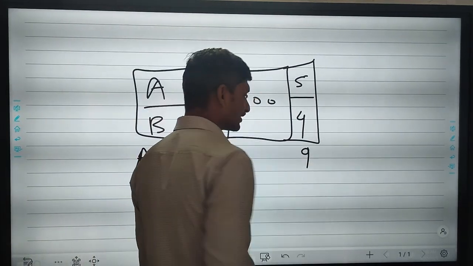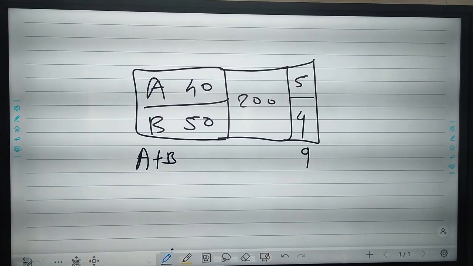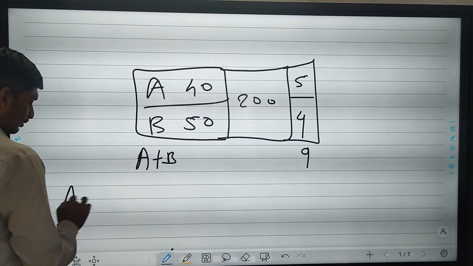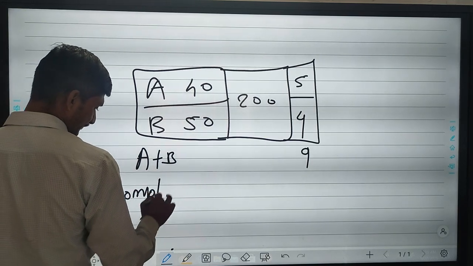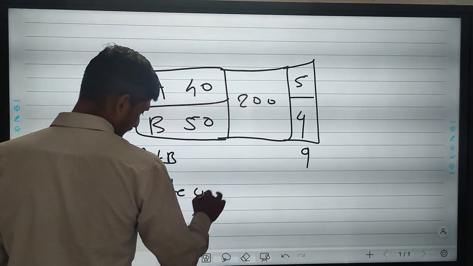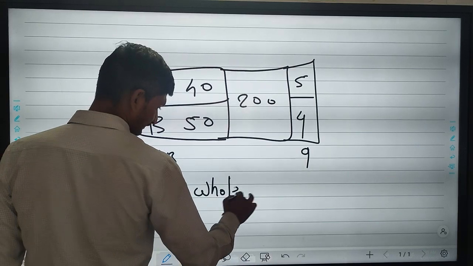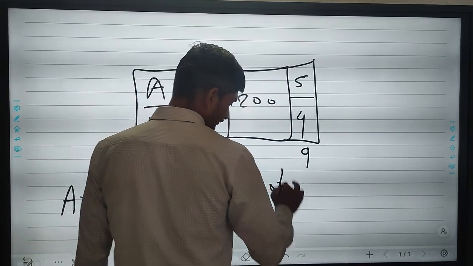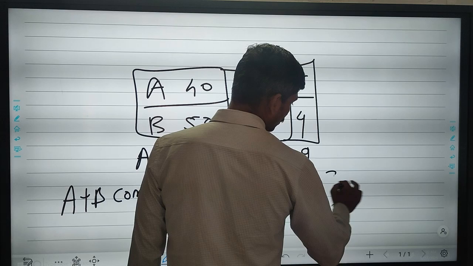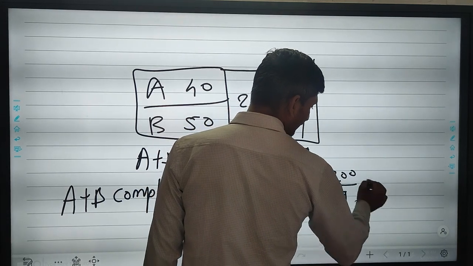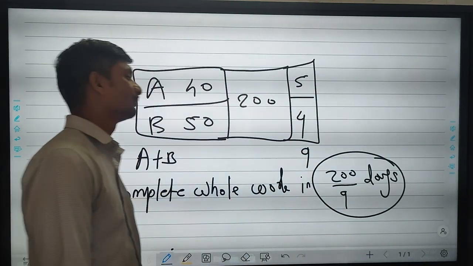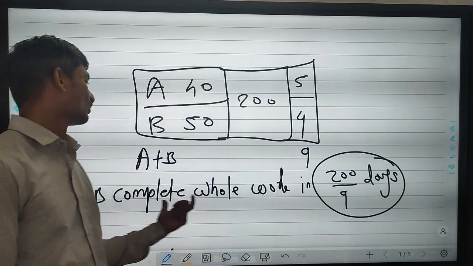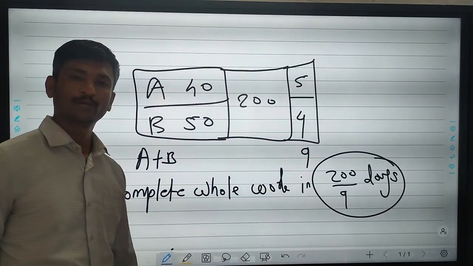Now A plus B work together, and one day's work is 9. Then A plus B complete the whole work in 200 divided by 9 days. A plus B complete the whole work in 200 divided by 9 days.